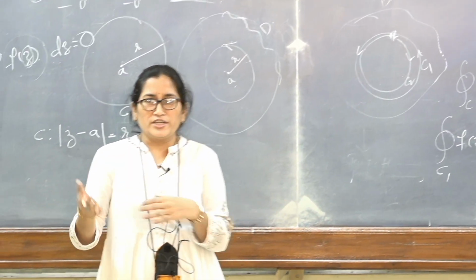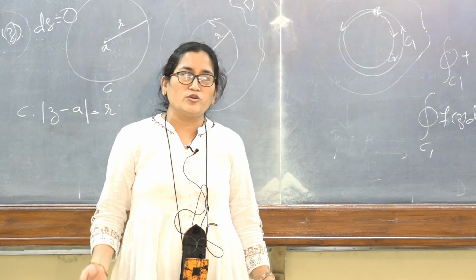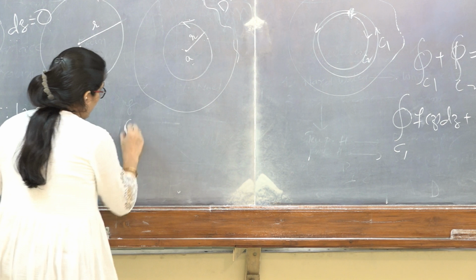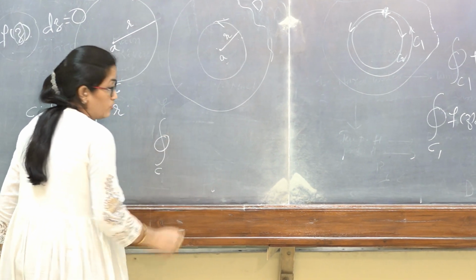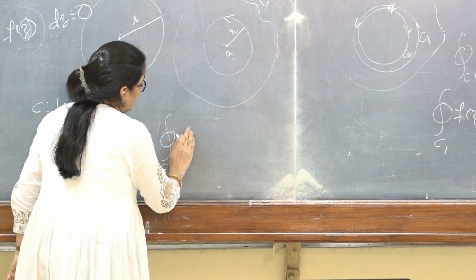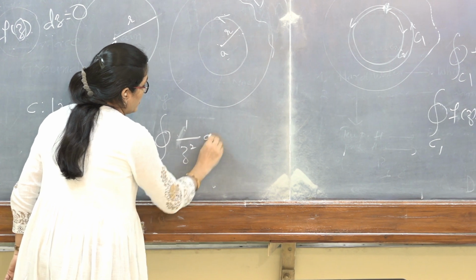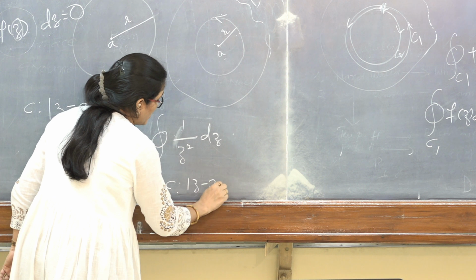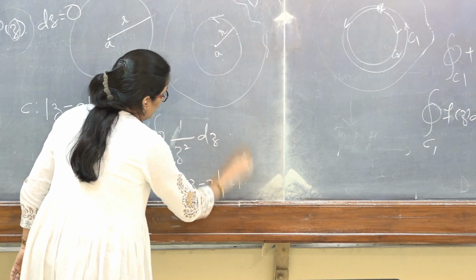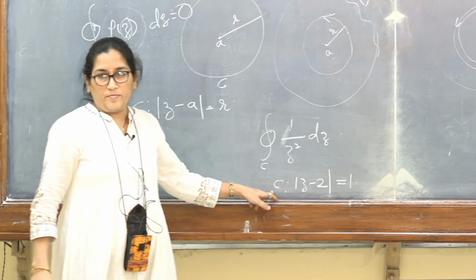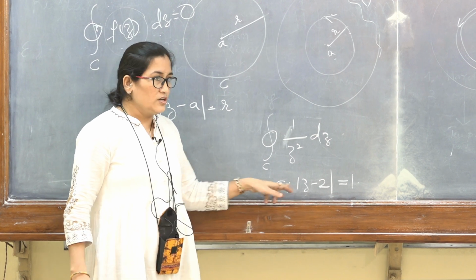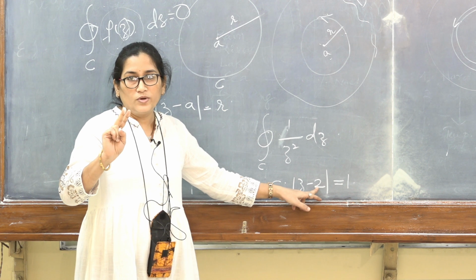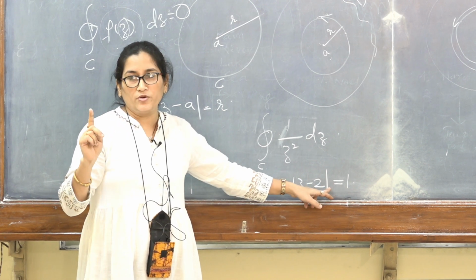Now, can you derive the formulas for a simply connected domain as well as a multiply connected domain and find the values? I have a particular question for you: the integral over C of 1 over z squared dz, where C is defined as modulus of z minus 2 equals 1. What does this mean? This is a circle with center at 2 and radius of 1 unit.